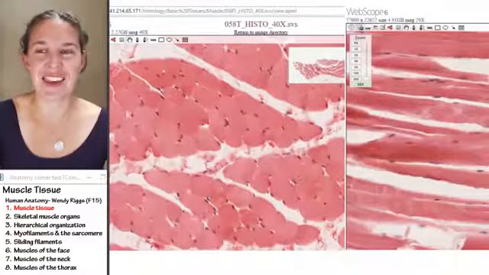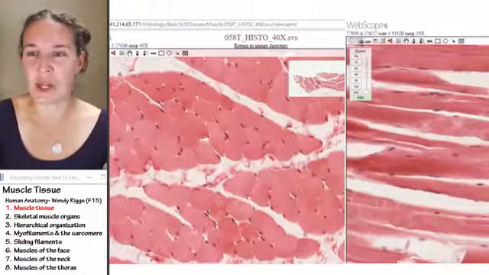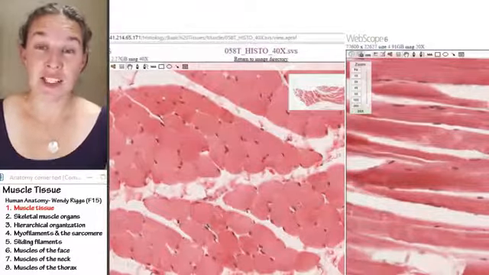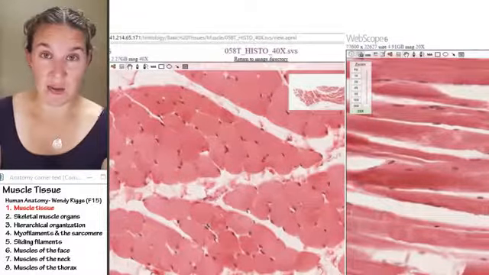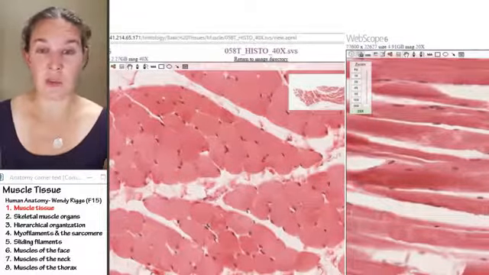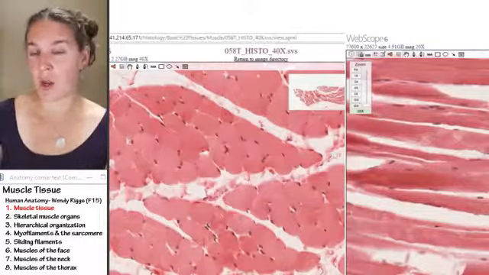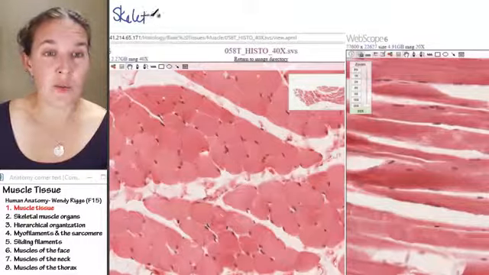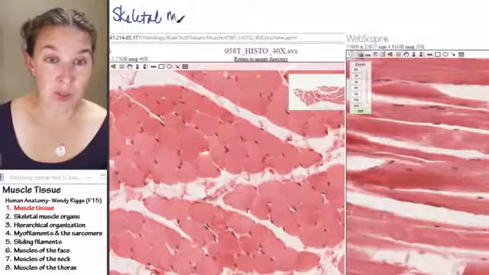That's a cool fast fact that we'll deal with when we get to the heart. Okay, and this, my friends, this is where we're spending most of our time. In lab today, we are going to have slides of smooth muscle and cardiac muscle, and you're going to have to identify them on the practical and on all your quizzes. But skeletal muscle is where we're focusing from here on out.